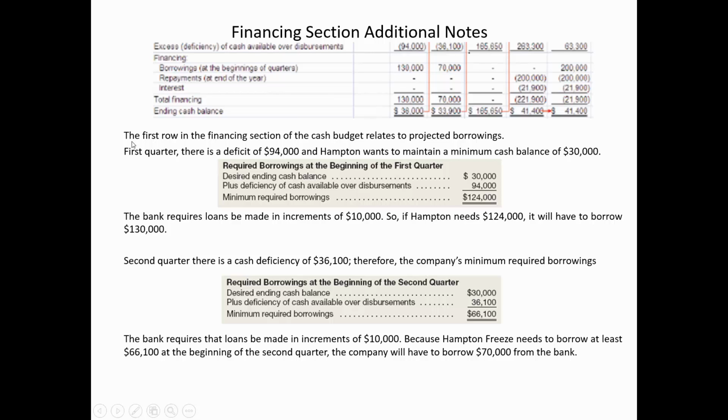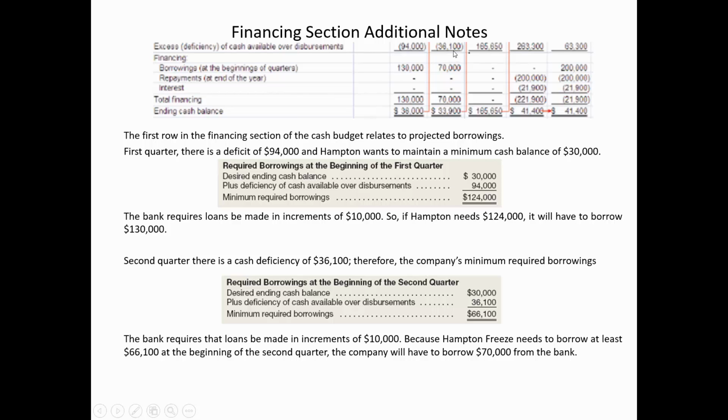Let's look at this. In the first quarter, the deficit of $94,000, Hampton wants to also maintain a minimum cash balance of $30,000. So the desired ending cash balance of $34,000, our deficiency of $94,000 means that we need $124,000 on hand. However, the bank requires loans to be made in increments of $10,000, so if it needs $124,000, we'll have to borrow $130,000.